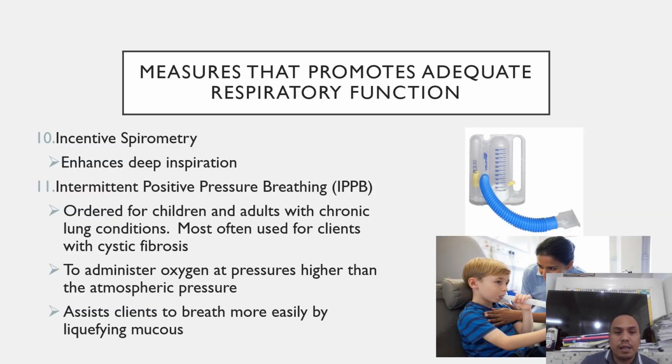Okay, we have the incentive spirometry. In incentive spirometry, our concern here is that it enhances deep inspiration. And then the intermittent positive pressure breathing is ordered for children and adults with chronic lung conditions, most often used for clients with cystic fibrosis. It administers oxygen at pressure higher than the atmospheric pressure and also assists the clients to breathe more easily by liquefying the mucus.